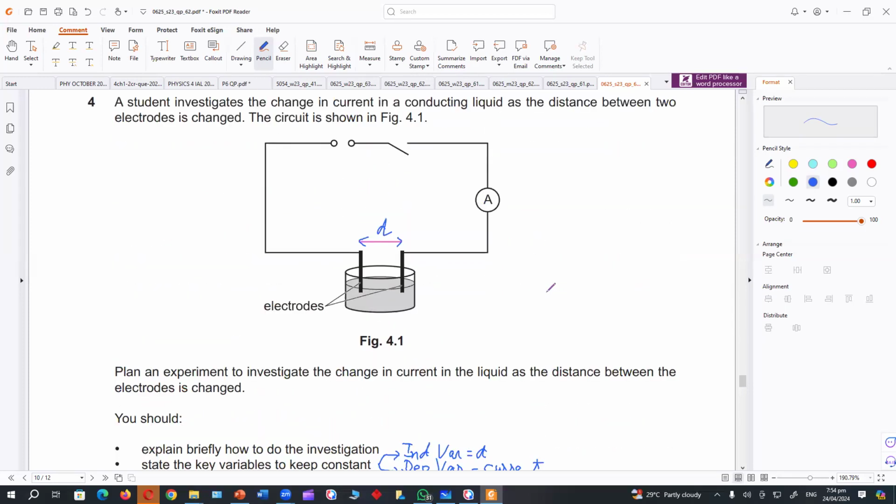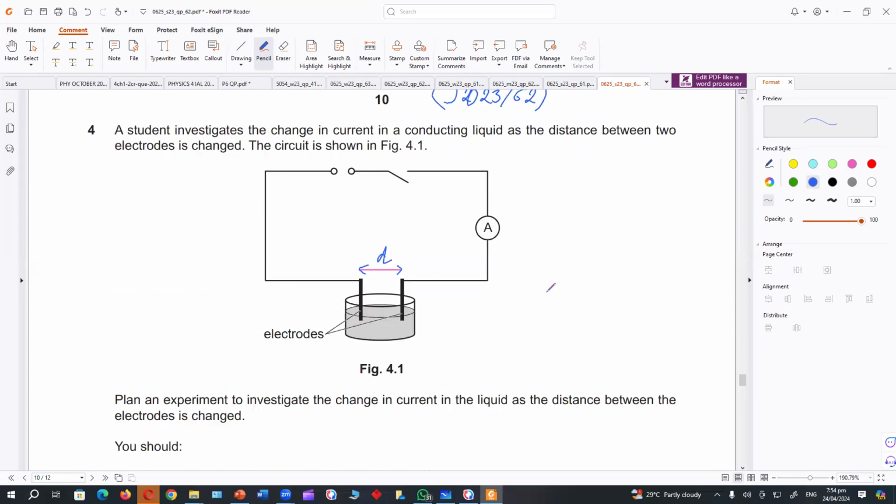So this is the apparatus. You will switch on the circuit, note the ammeter reading, measure the distance using a meter rule, then switch off the circuit, allow the circuit to cool down, and then change the distance, move them closer, repeat the trial, and then draw a graph of distance on the x-axis and current on the y-axis.